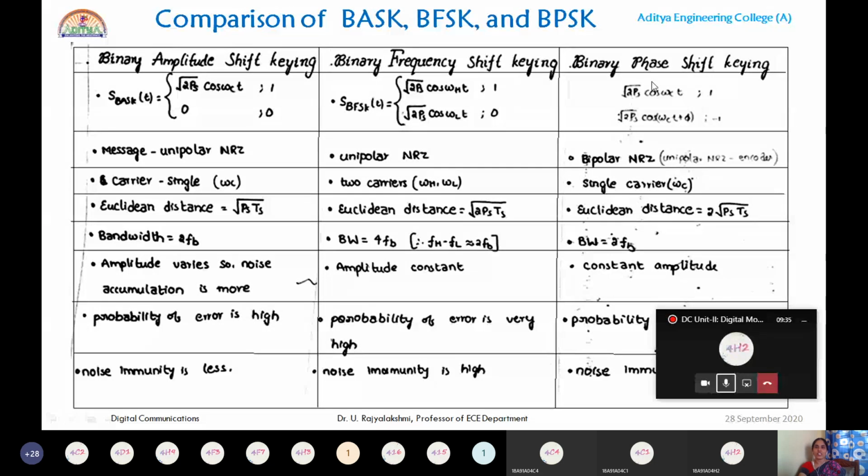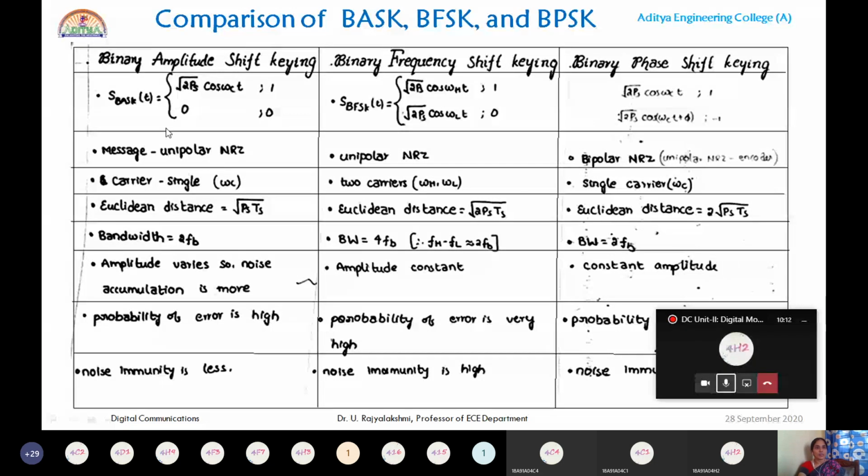Because in the last class itself, we discussed that in M-ary transmission techniques, the phase difference between any two successive symbols is 2 pi by M. In the case of binary, M is 2, so 2 pi by 2. The difference between those two is pi. You can consider either 0 or 180, or you can consider pi by 2 and 3 pi by 2. Then also the difference is pi. At any cost you can consider, but the phase difference between the two should be 180 degrees for the BPSK system.